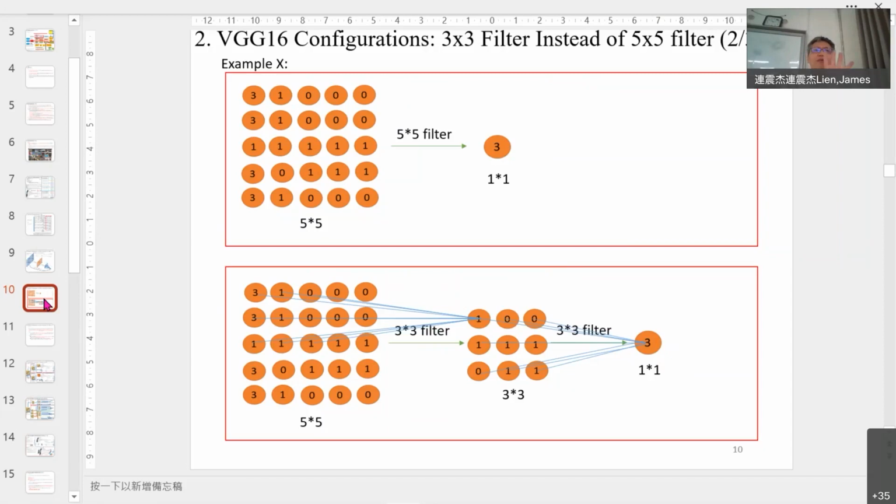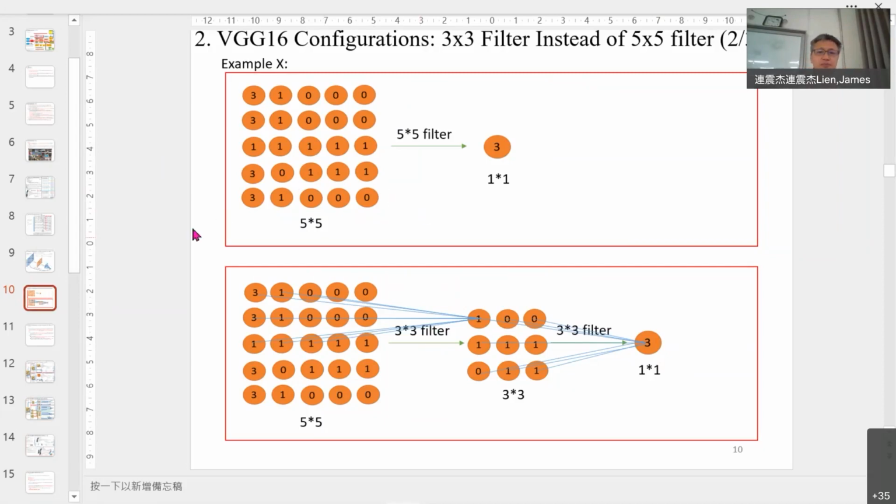AlexNet is five layers. VGG16 is 13 layers. However, the total number of parameters in VGG16 is less than AlexNet because they use 3x3 filters.